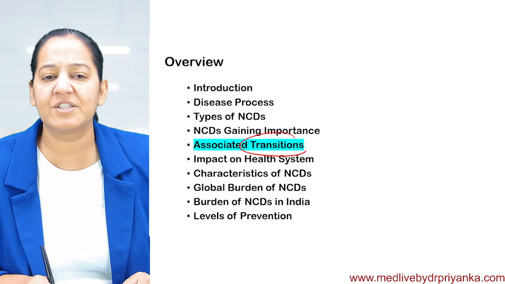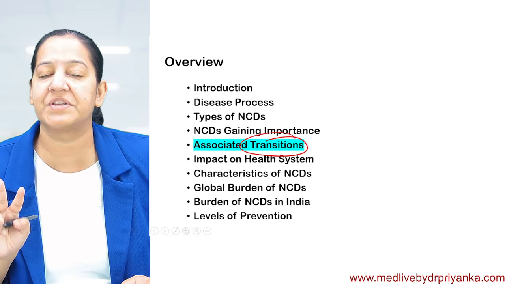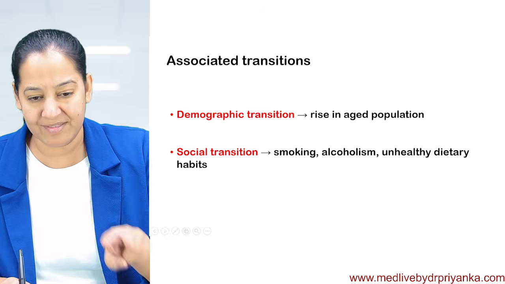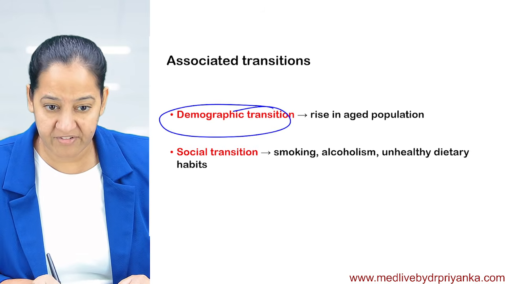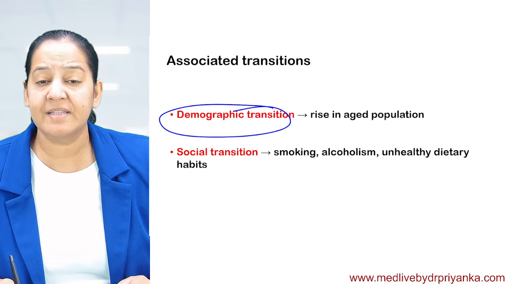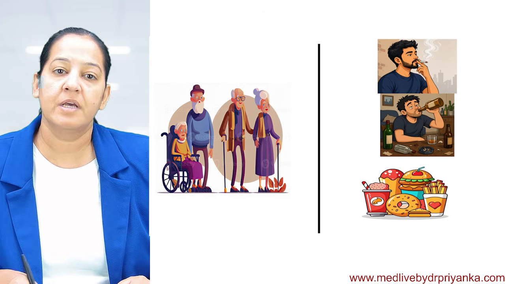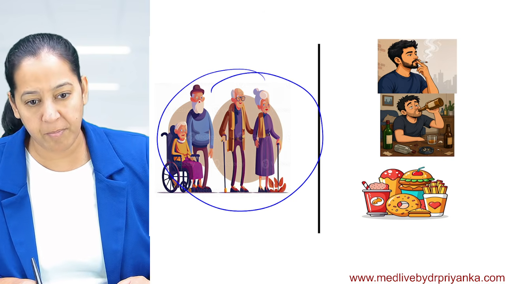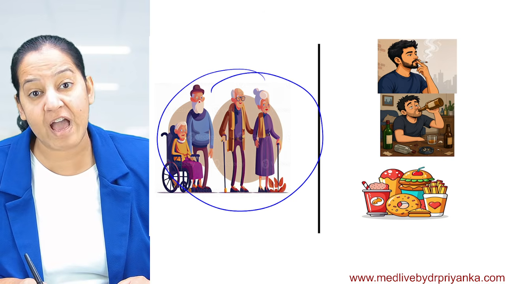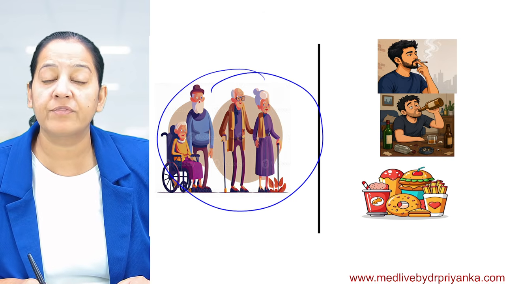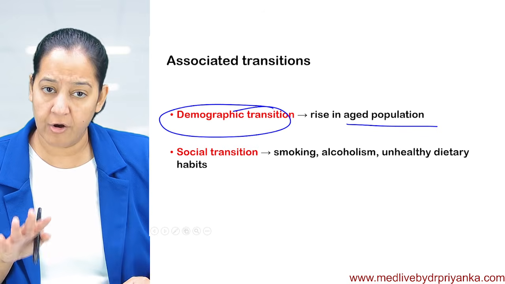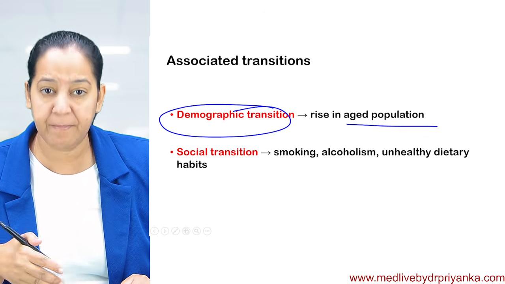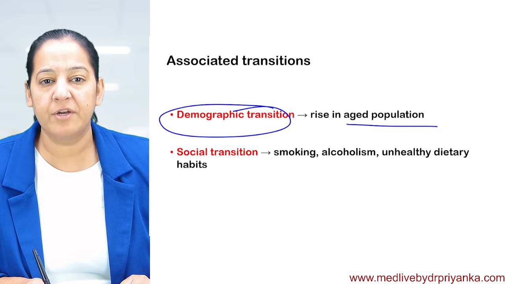What do you mean by the transition? There are 2 types of transitions associated with NCD. Number one, demographic transition. Demographic transition means nowadays the aged people are more in the population. In the overall population, the percentage of aged people is gradually increasing because of the control of non-communicable diseases.